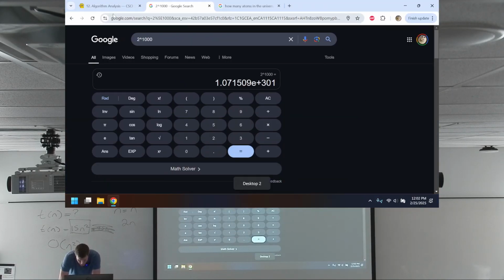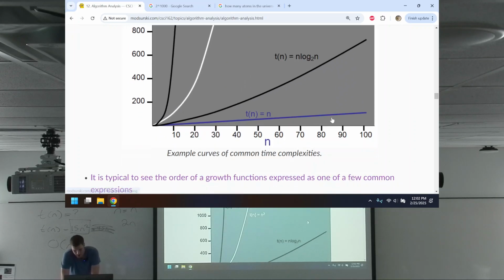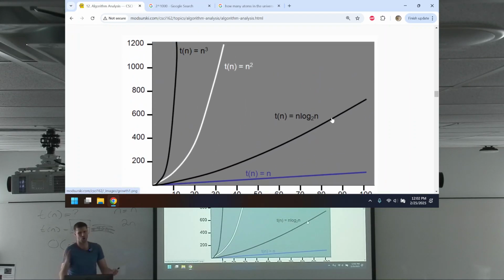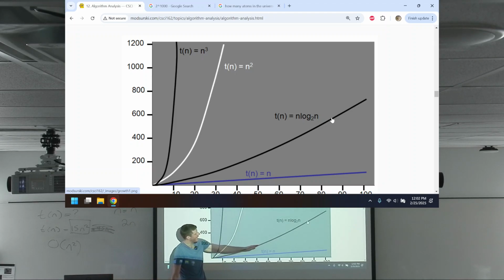Anyways, this kind of shows you the scale. If something's linear, n log n is worse than linear, but it's better than n squared, right? If you're wondering how you're going to remember that, well, log of n is smaller than n. If you log something, it gets smaller. So log of n, if there was a log of n here, it would be below here.